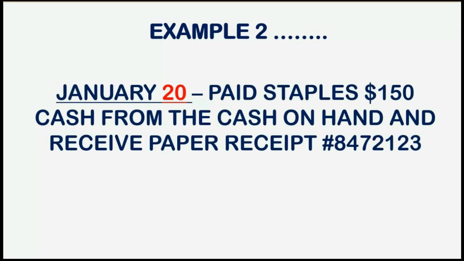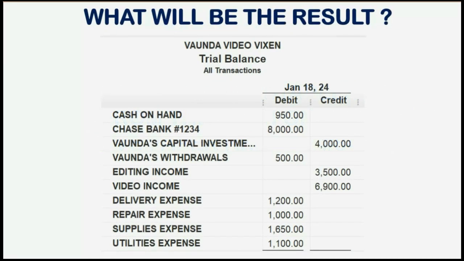So let's do a second example. Let's imagine on January 20, we paid Staples $150 cash from the cash on hand and received the paper receipt 8472123. So if we properly record this, what will be the result in the trial balance? Well, we know that we will have $150 less of cash on hand, so cash on hand will decrease to $800. And because we're paying Staples for supplies, supplies will increase by $150 and become $1,800.